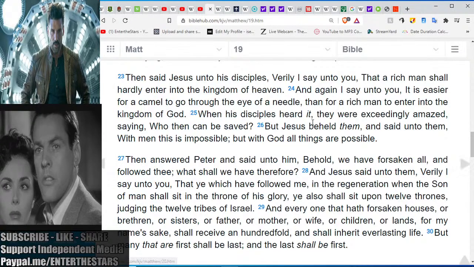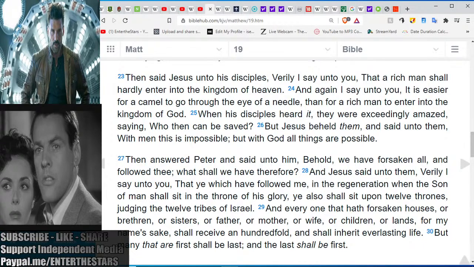Matthew 19. Then said Jesus unto his disciples, Verily I say unto you, the rich man shall hardly enter into the kingdom of heaven. And again I say unto you, it is easier for a camel to go through the eye of the needle than for a rich man to enter into the kingdom of God. When his disciples heard it, they were exceedingly amazed, saying, Who then can be saved? But Jesus beheld them and said unto them, With men this is impossible, but with God all things are possible.